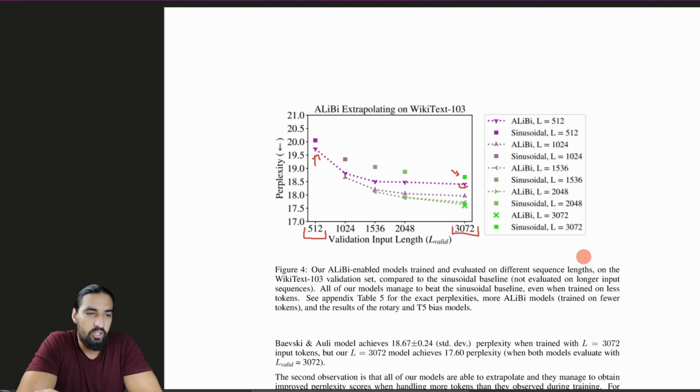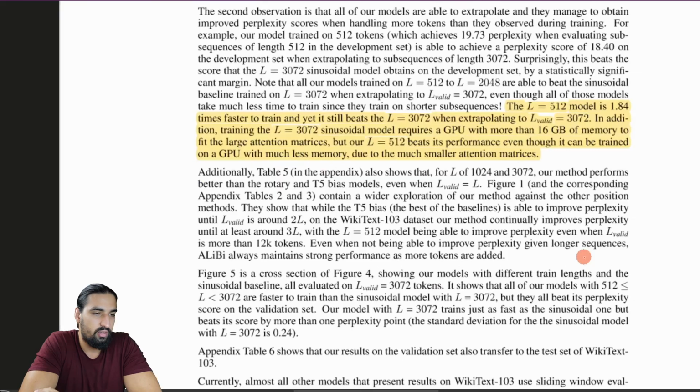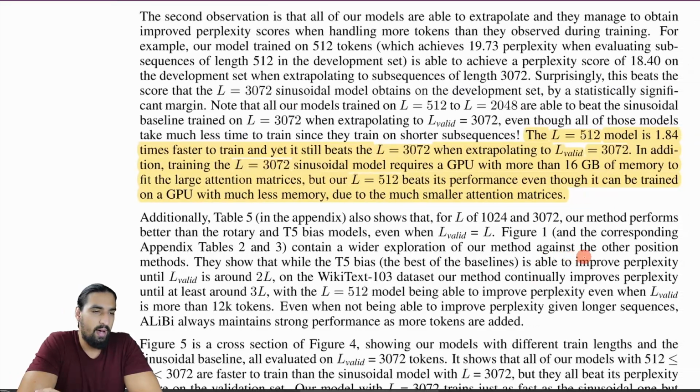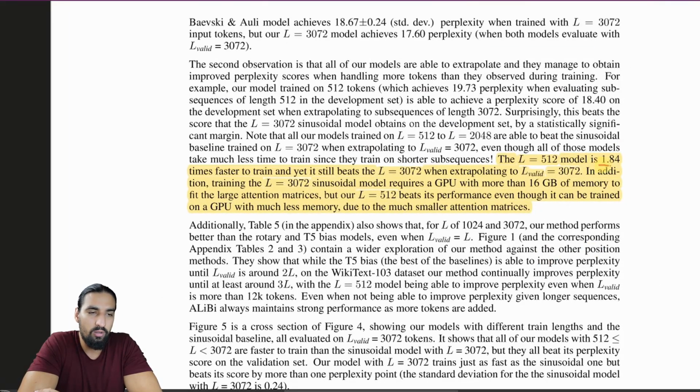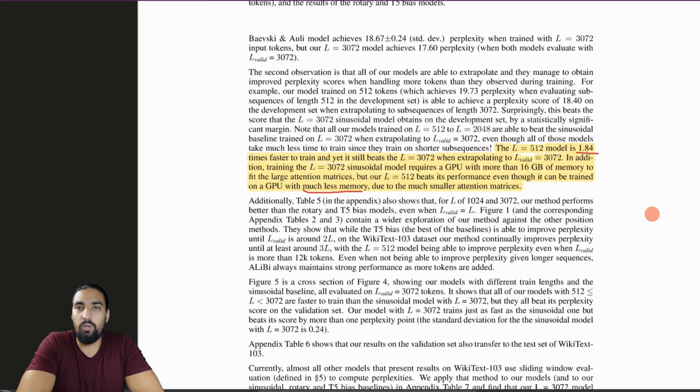To be able to fully appreciate these results, I highlighted this paragraph here. So the L512 model is 1.84 times faster to train, and yet it still beats the 3072 input token length model when extrapolating to that length. In addition, training the 3072 sinusoidal model requires a GPU with more than 16 gigabytes of memory to fit the large attention matrices, but our model beats its performance even though it can be trained on a GPU with much less memory due to the much smaller attention matrices. Okay, pretty impressive results for this low data regime.